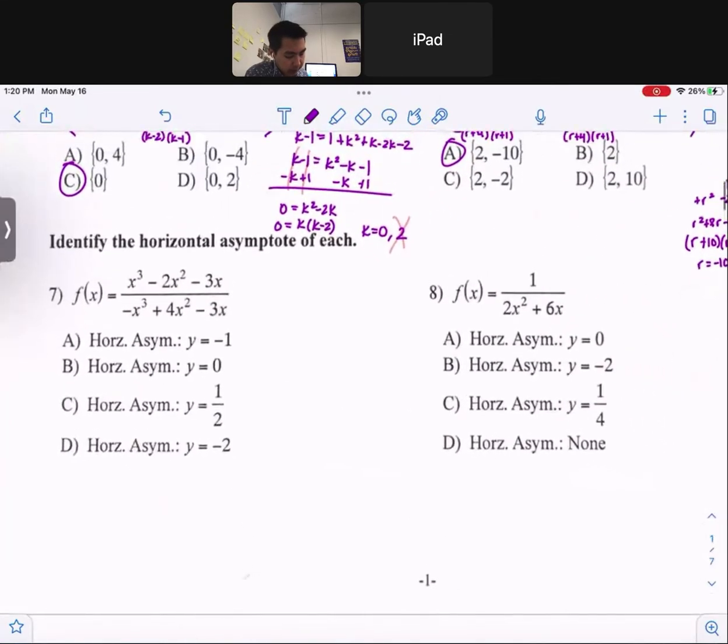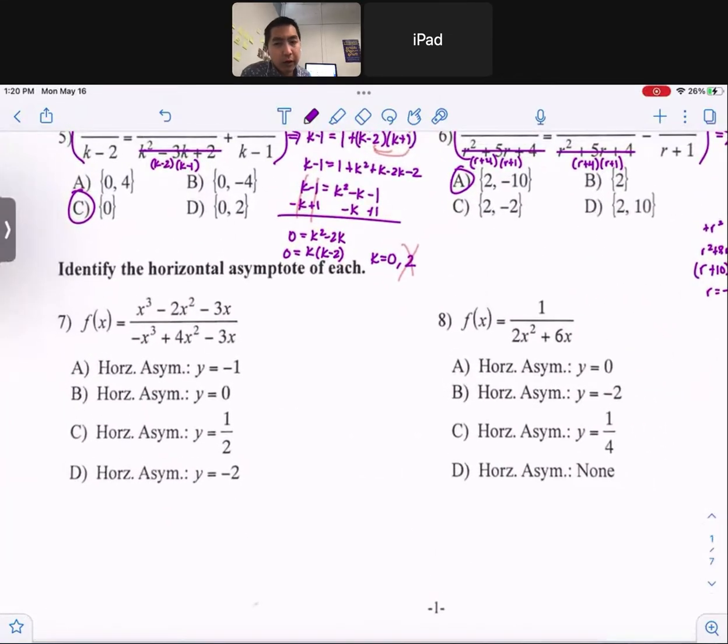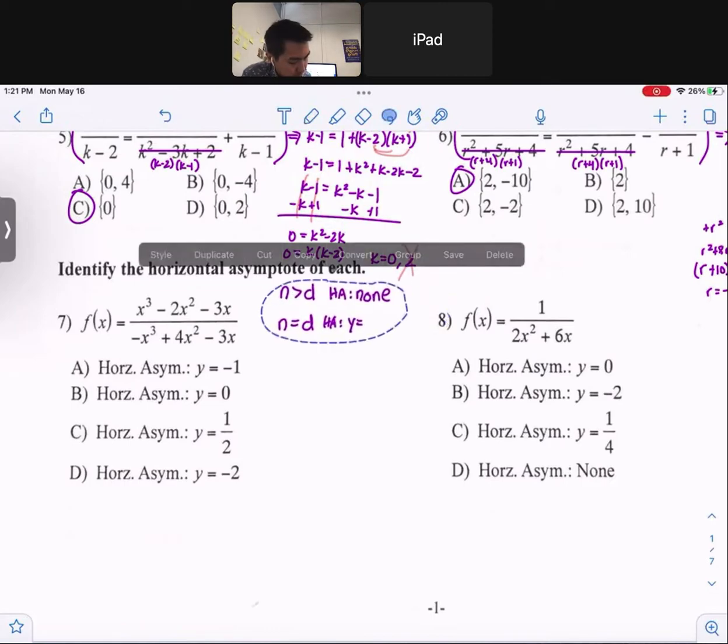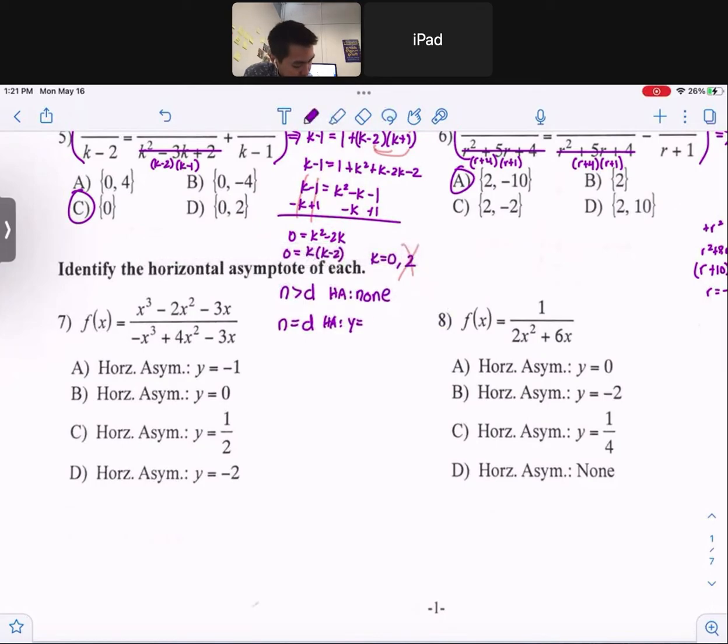Alright, so let's get to this. Now, this has to do with graphing rational functions. First, we have to find the horizontal asymptote. Remember, there are 3 scenarios for finding a horizontal asymptote. The first one is, if the degree of the numerator is bigger than the degree of the denominator, then you will not have a horizontal asymptote. It's going to be none. If the numerator's degree equals the denominator's degree, your horizontal asymptote is y equals the ratio of the coefficients of the highest degree terms in the numerator and denominator.